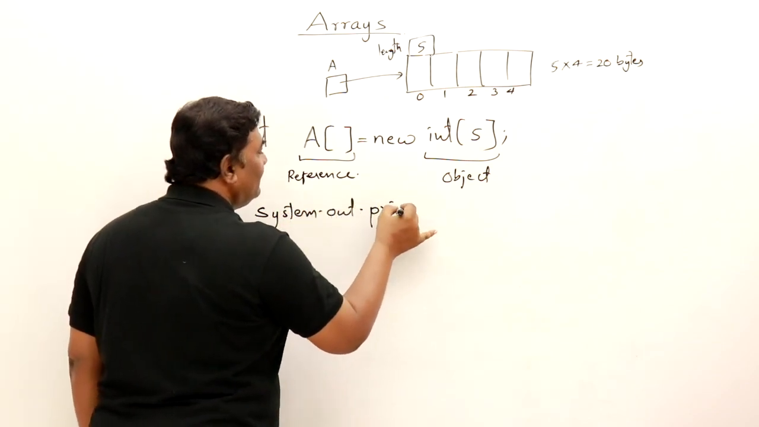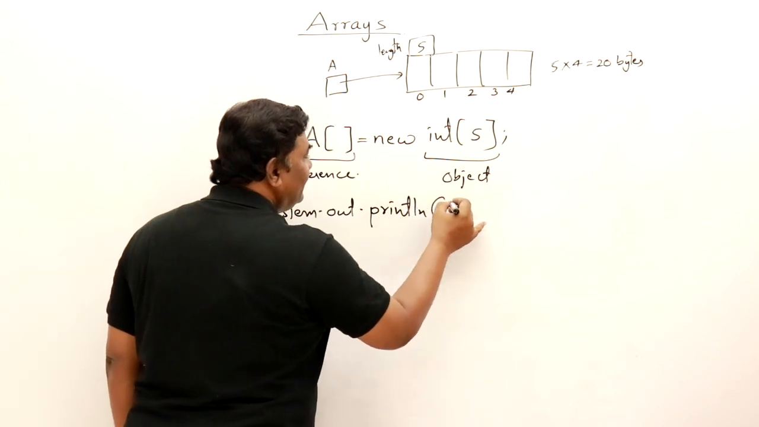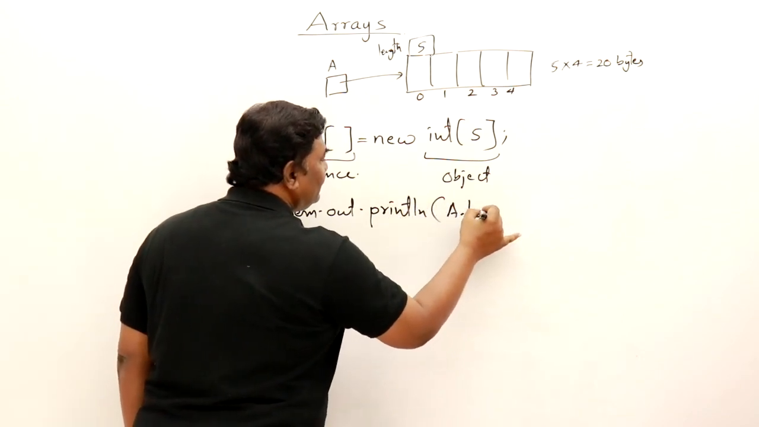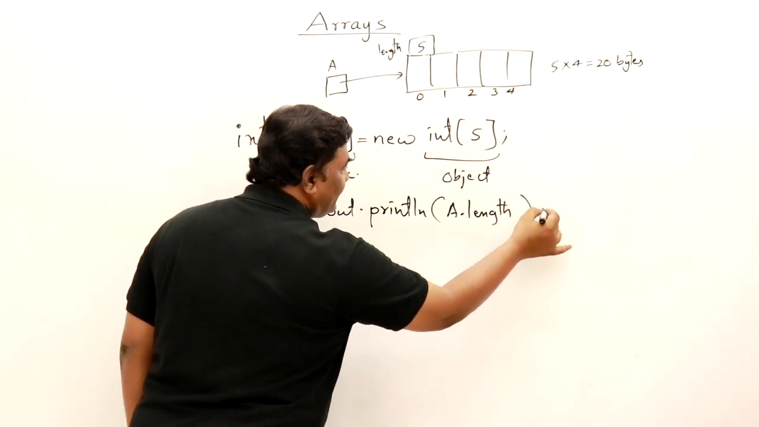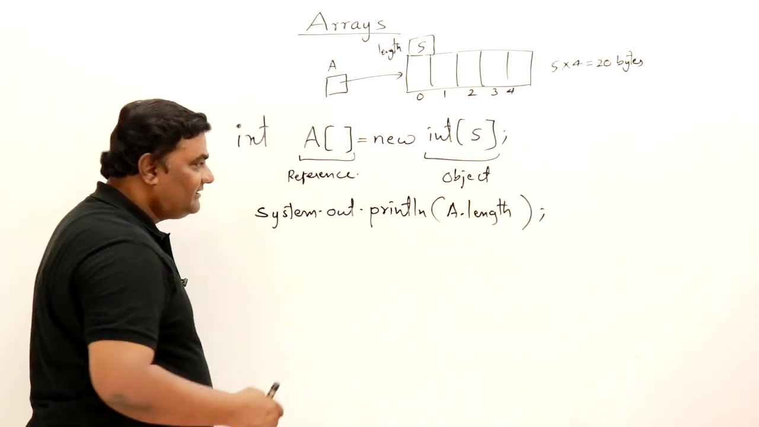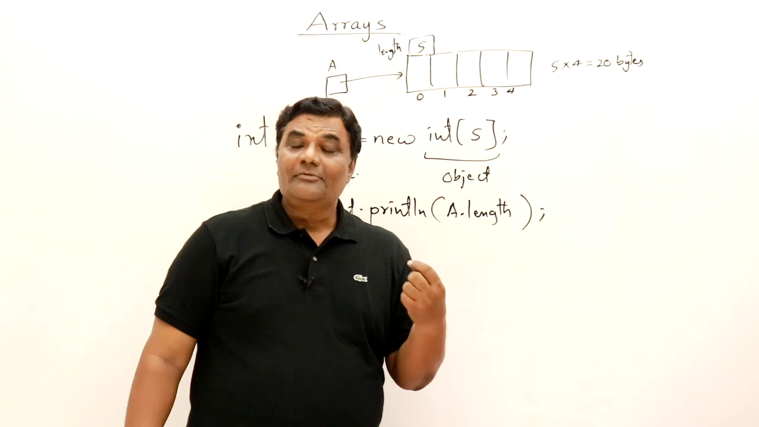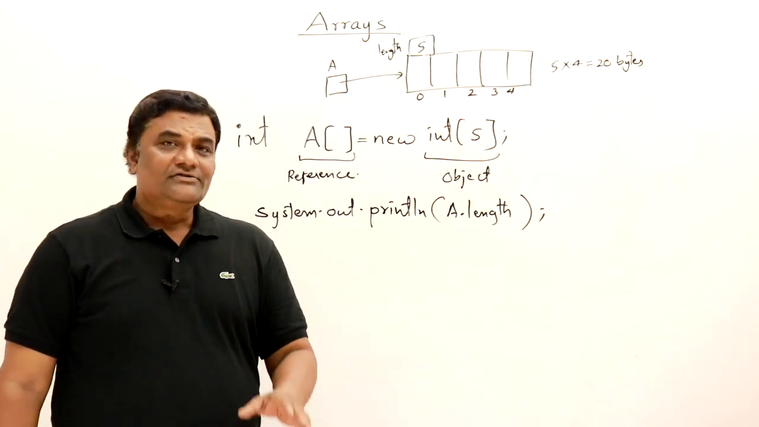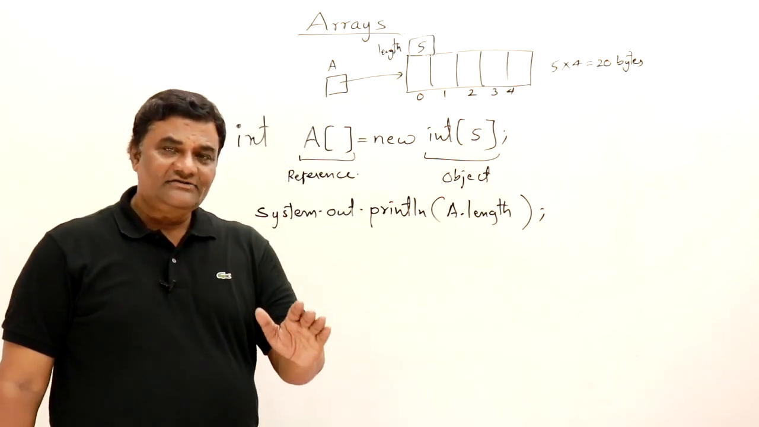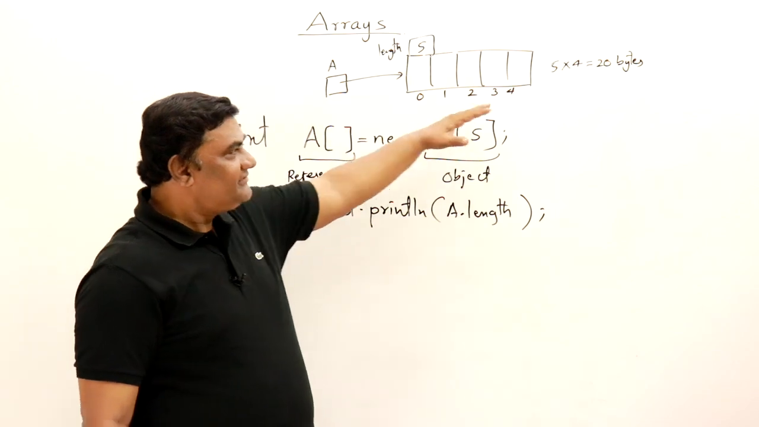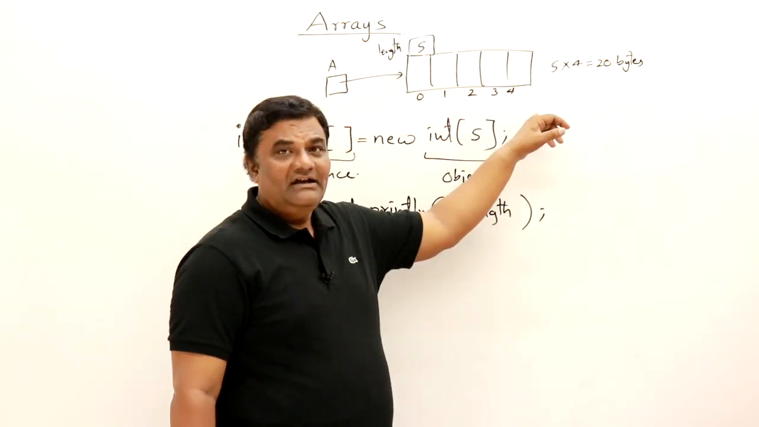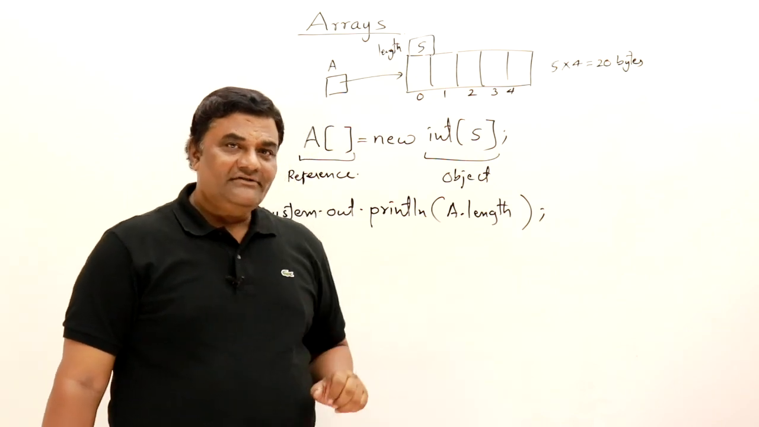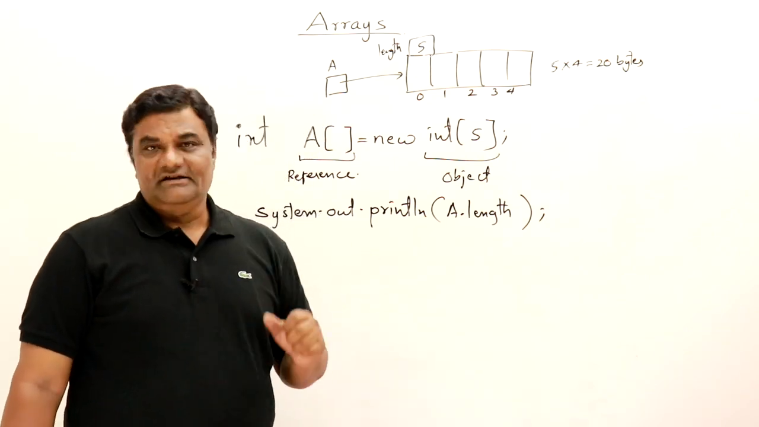System.out.println. Anywhere in the program, if you write this, you just have to give the array name, a dot length. Remember, it's not a method, so you don't have to write the brackets after that one. This is the property, directly you can access it. So every array object will have length, so it will give you the size of this one. The size of this one is 5, though the indices start from 0 and end at 4, the size is 5. So it will give you the length of an array.